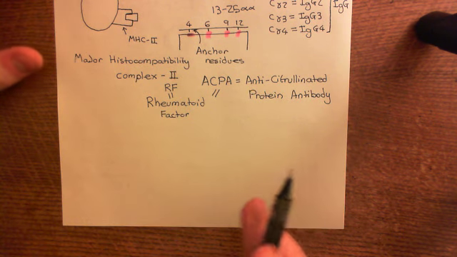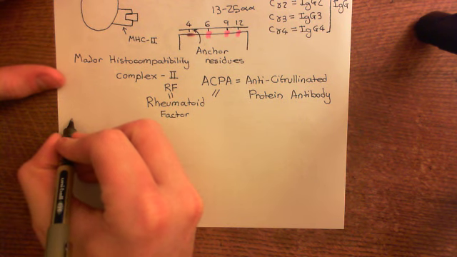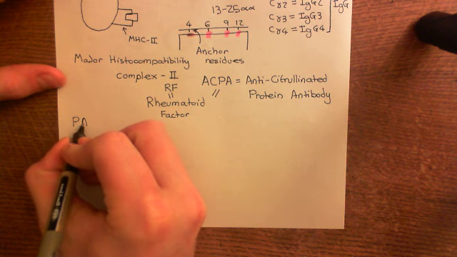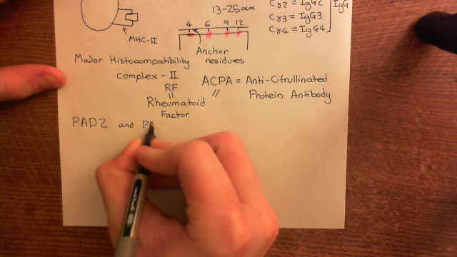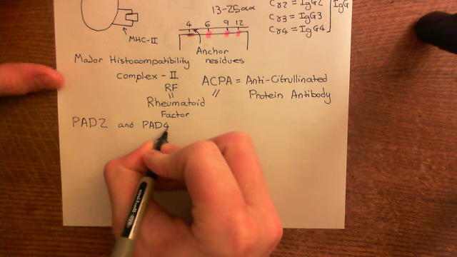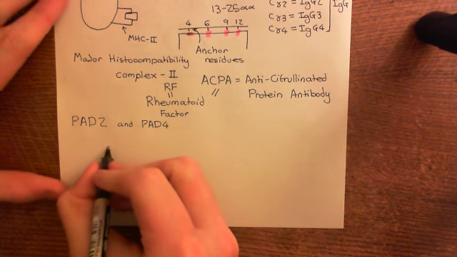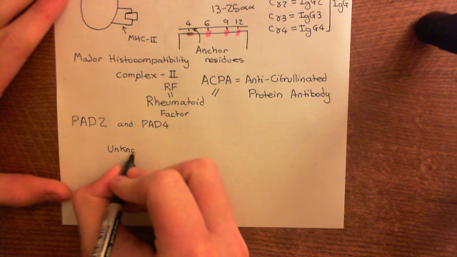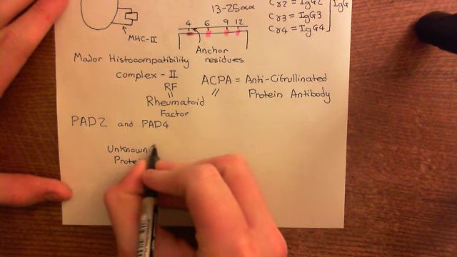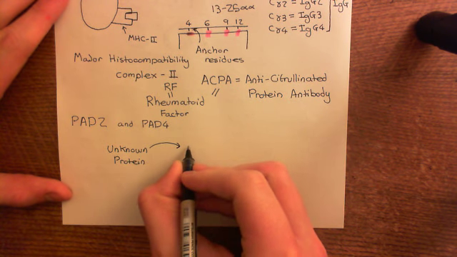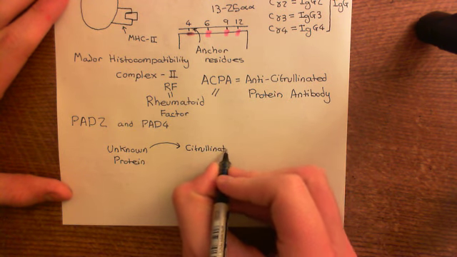So basically, in the joints, in the synovial joints, you have two major forms of this peptidyl arginine deaminase enzyme. You have PAD2 and PAD4. And at least this is what the current theory is, these citrullinate some unknown protein. So some unknown protein in the synovial joints is then converted to a citrullinated protein. And it's still unknown, of course, but it's converted to a citrullinated protein.